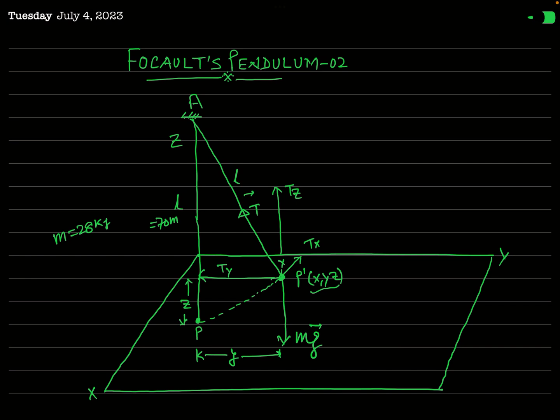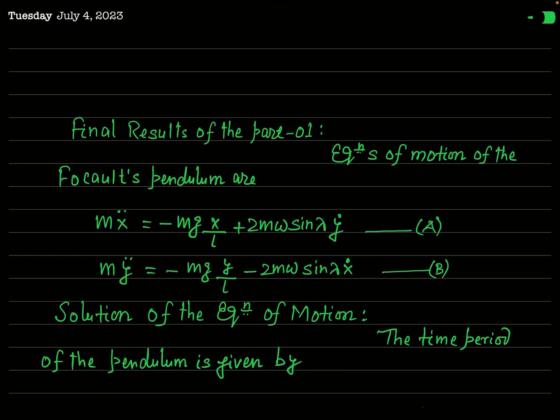In this part of the lecture we will first prove that this bob traces out an ellipse, and after that we will see how we can say that our earth is rotating. Okay, so let us see. As today's lecture is in continuation of the first part, I have started my lecture here from the result which we have already obtained in the previous lecture, and I have written those two equations directly here because you have learned about this in the previous lecture.